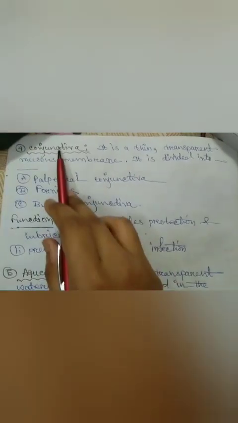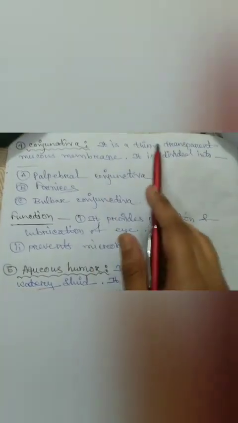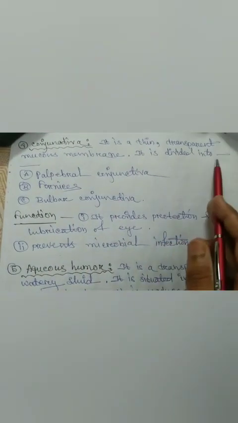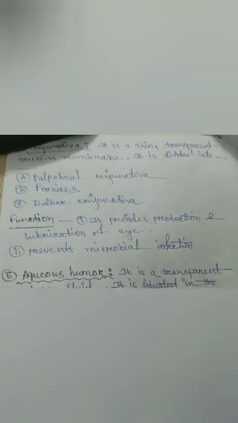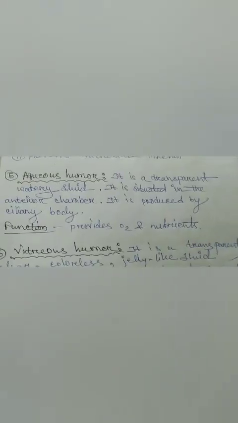Then conjunctiva. Conjunctiva is a thin, transparent mucosal membrane. It is divided mainly into palpebral conjunctiva, fornices, and bulbar conjunctiva. The function of the conjunctiva is to provide protection and lubrication of the eyeball, and it also prevents microbial infection.